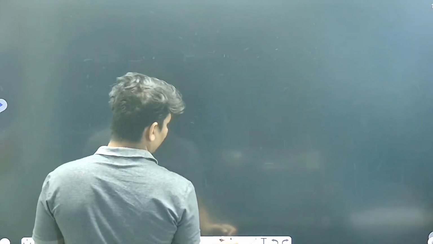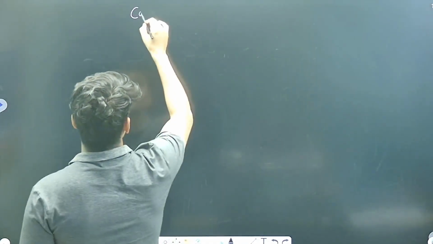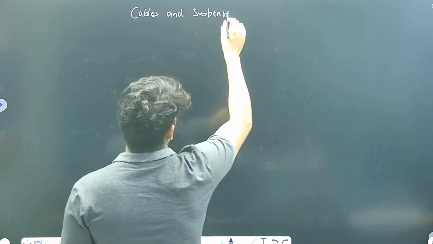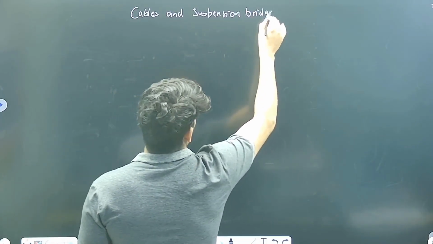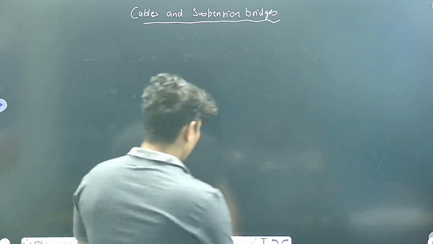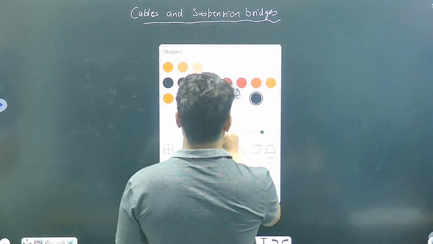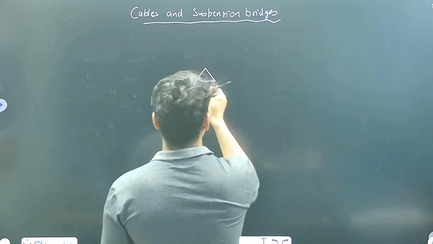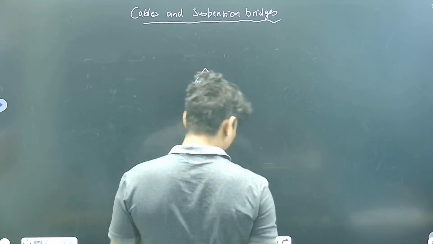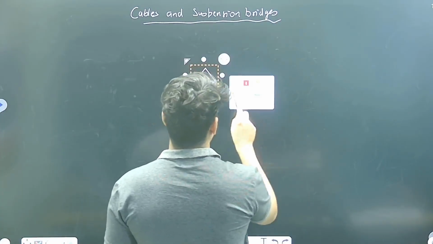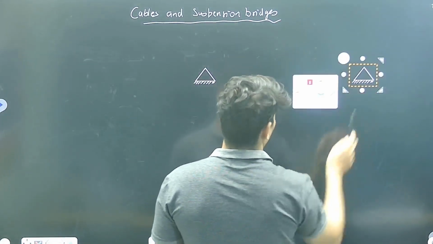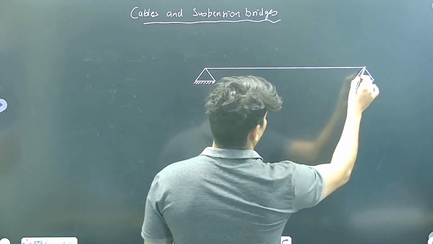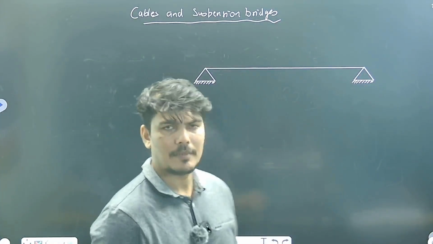Cables, analysis of cables and suspension bridges. So suppose this is one support and one cable is attached to it. Okay, one cable is attached to it.